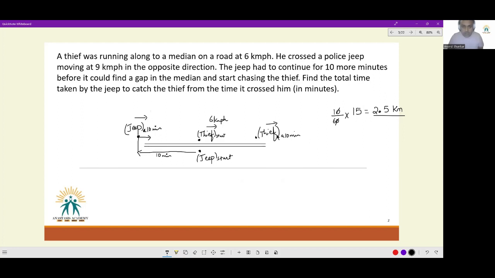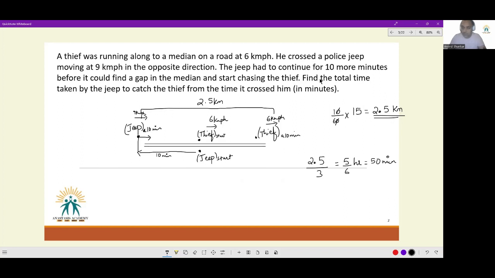Now, in what time will the jeep catch up to the thief? The gap between them is 2.5 kilometers. That is how separated they'll be. And the jeep is moving at the rate of 9 kmph, and the thief is moving at the rate of 6 kmph. Because they are moving in the same direction, the relative speed will be 3. So the time for the jeep to catch up to the thief from this moment in time is going to be 2.5 divided by 3, which is equal to 5 by 6 of an hour, or in minutes, it will be 50 minutes.